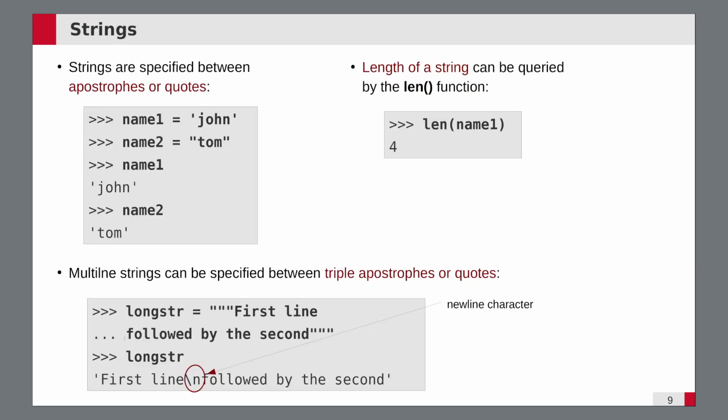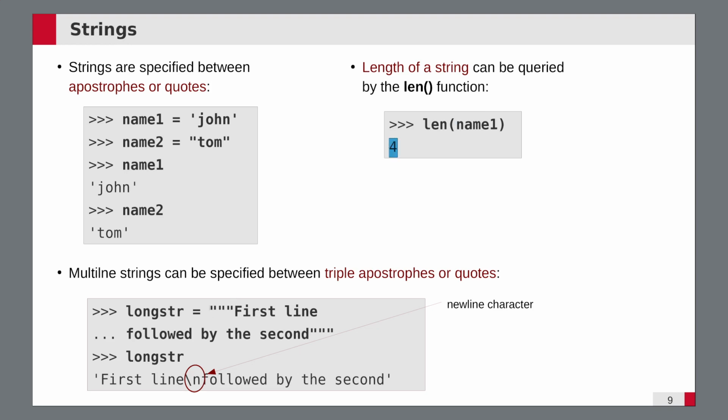Okay. The last data type I would like to cover today are strings. Strings are basically just a container for characters, so an ordered set of characters. Strings are specified by apostrophes or quotation signs, and in between you can write the content of the string, and then if you visualize them you get the content back. If you want to know the length of a string, you use the len function, which gives you the number of characters in the string, right? So name 1, which was John, contained 4 characters. If you evaluate len of name 1, you get exactly the value 4.